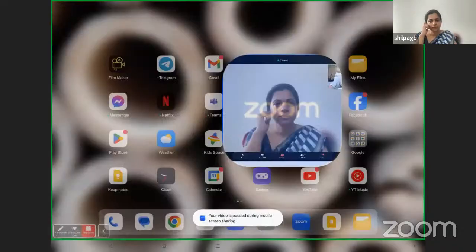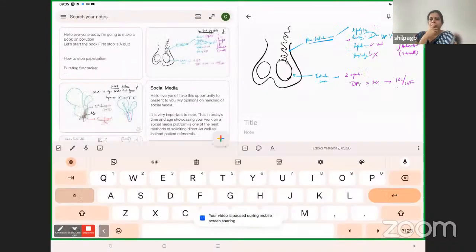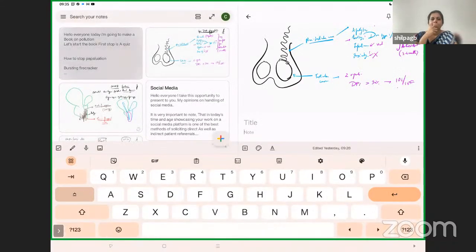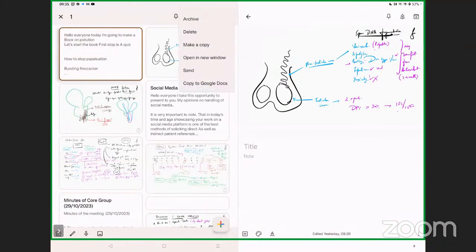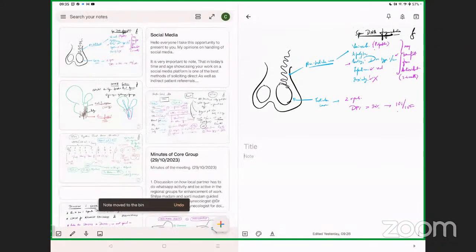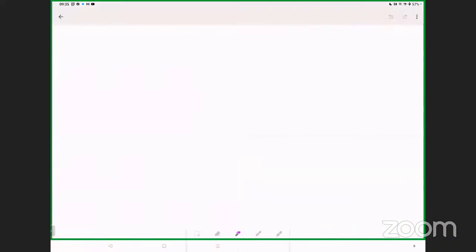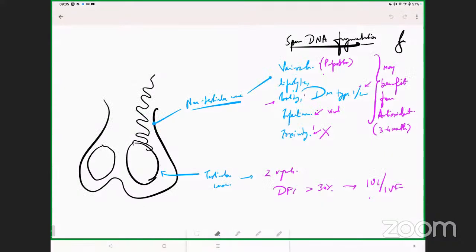Okay. So I will start with the screen sharing, Shilpa, madam. Just stay online. You can see my screen, right? Okay.